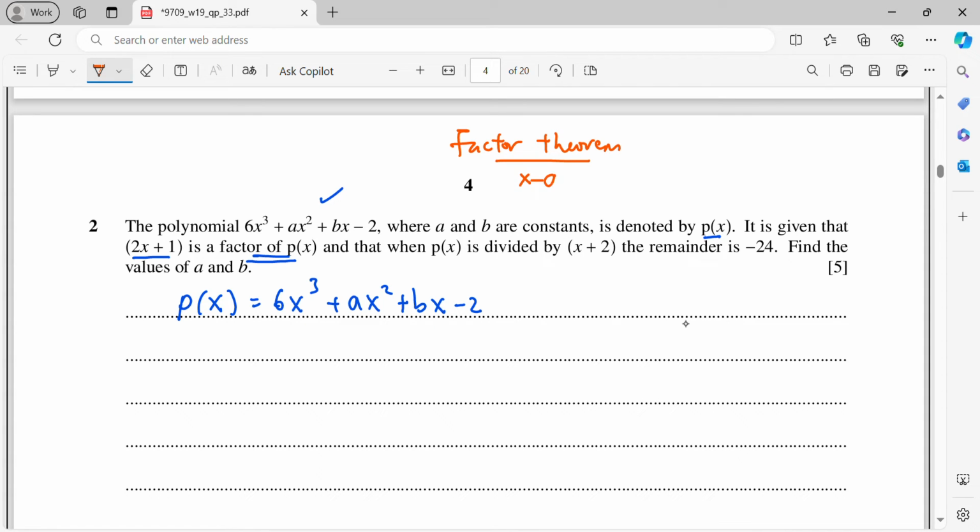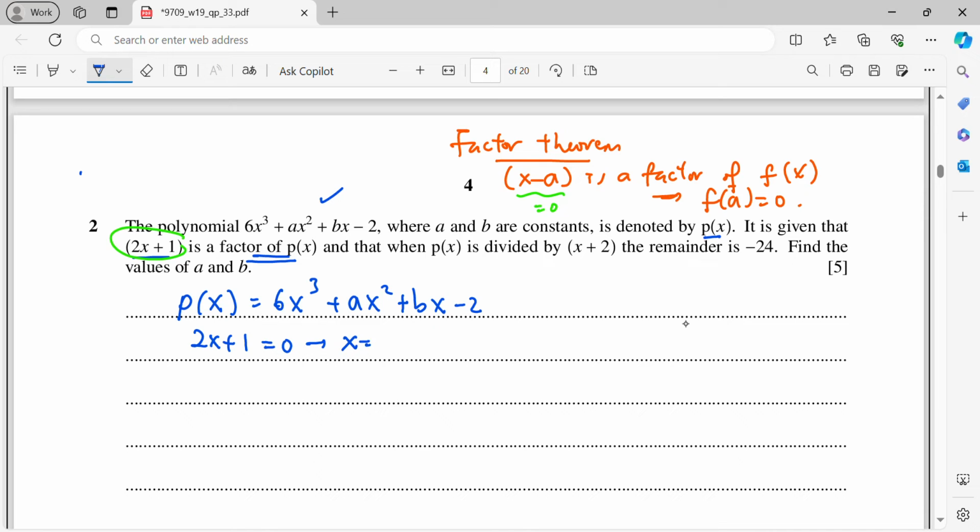if x minus a is a factor of f(x), then f(a) equals 0. So where to get this a? You just let this be 0, then your x will be a. That means now I let 2x plus 1 be 0, then my x equals negative half. In other words, p of negative half equals 0 according to this factor theorem.